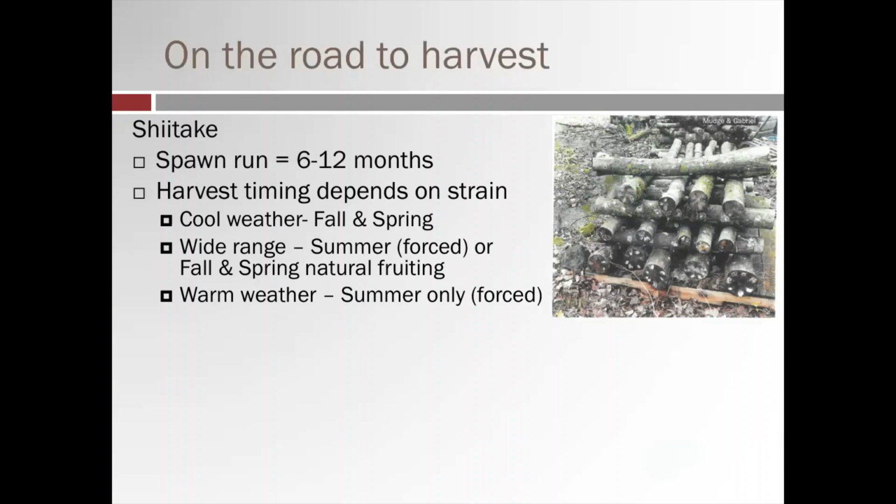The harvest timing for shiitake depends on the strain. There's a couple different types. There's cool weather, which typically fruit in fall and in spring. There's wide range, which has a fairly wide fruiting timing. So it can be summer with what's called forced fruiting, which I'll talk about in a second here, or in fall and spring with natural fruiting, where you don't force it. And then warm weather, you can only do it in summer, and typically it's also a forced fruiting.